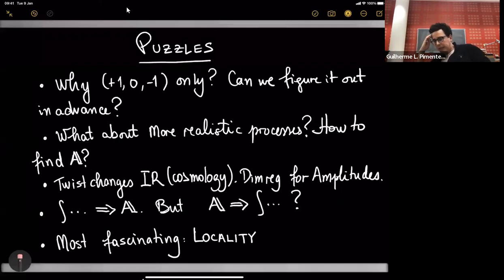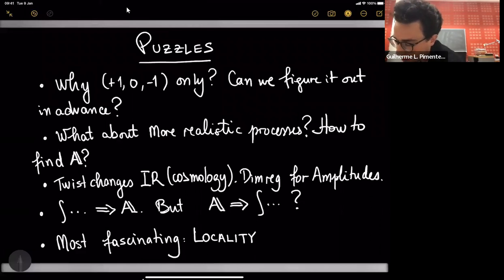Can we apply this to more realistic processes? Another thing that I find cool is that this matrix A is proportional to epsilon, in the case of when people compute scattering amplitudes, and there epsilon is the dimensional regularization parameter. And here we are changing the infrared of the theory by changing the cosmology. So I don't know if this is just some interesting observation, or if there's something deeper going on.